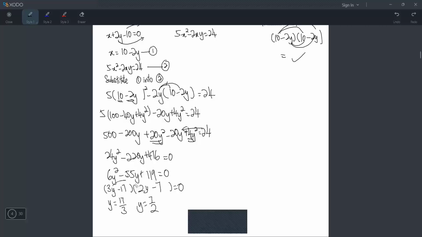And what happens if you expand this? You will get back the 6y squared minus 50y plus 119, right? You will get back the atas punya baris, right? Let's try 6y squared. Yeah, you'll get back, right? So that's how you do it.